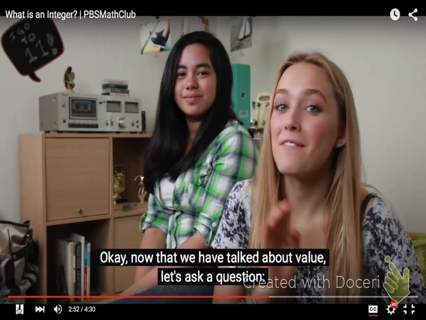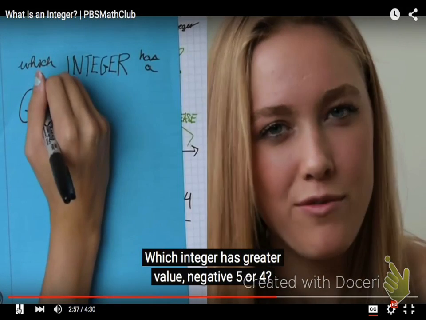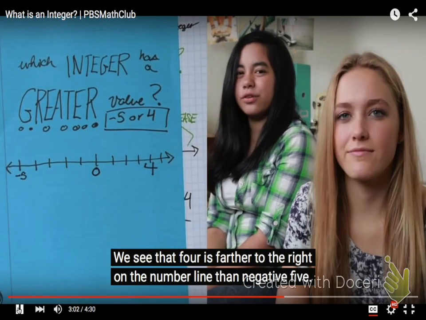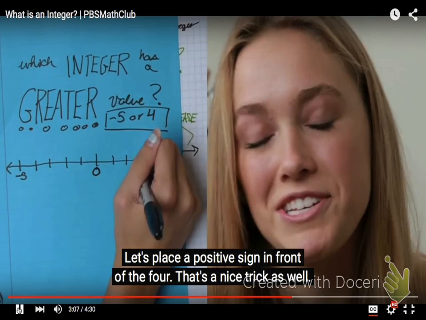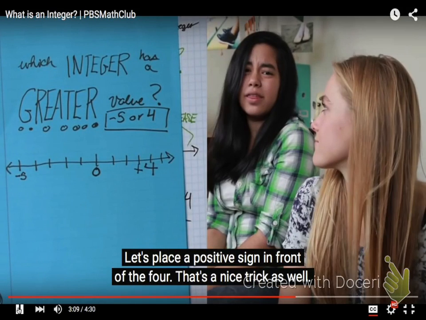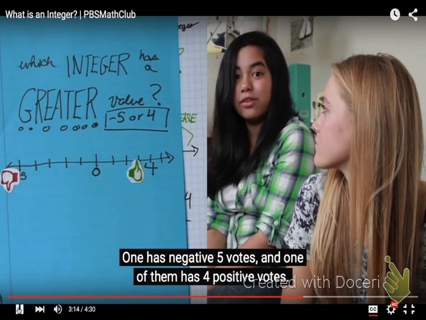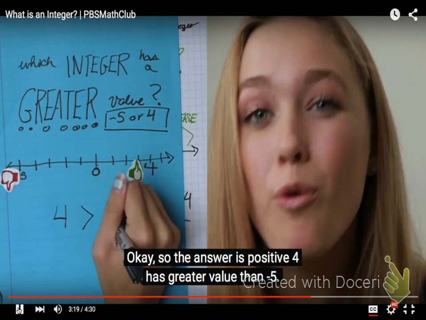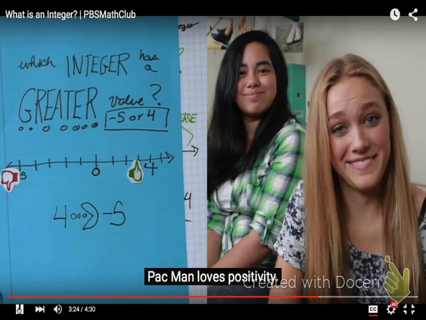Maybe. Okay, now that we've talked about value, let's ask a question. Which integer has a greater value? -5 or 4? First, we put -5 and 4 on a number line. We see that 4 is farther to the right than -5. Let's also place a positive sign in front of the 4. That's a nice trick as well. Still stuck? Think about 2 YouTube videos. One has -5 votes and one of them has 4 positive votes. Which one would you choose? Okay, so the answer is positive 4 has a greater value than -5. Pac-Man loves positivity. Yes, he does.